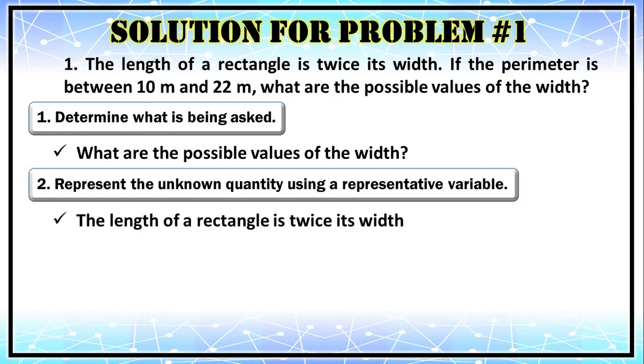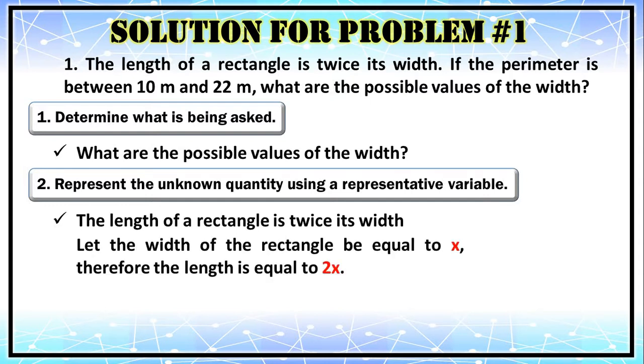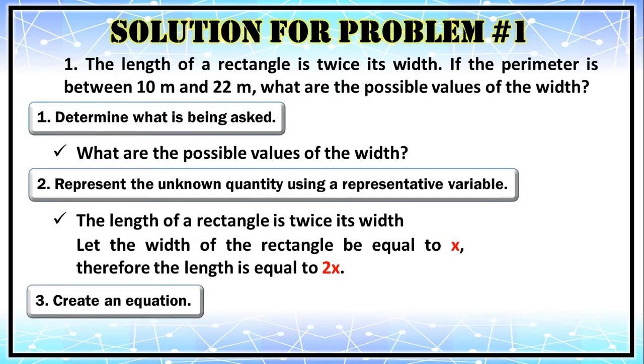So the unknown quantity: the length of the rectangle is twice its width. So we let the width of the rectangle be equal to x. Therefore, the length is equal to 2x. Then create an equation. Our equation will be the perimeter is greater than 10 but less than 22, since it says that the perimeter is between 10 and 22.